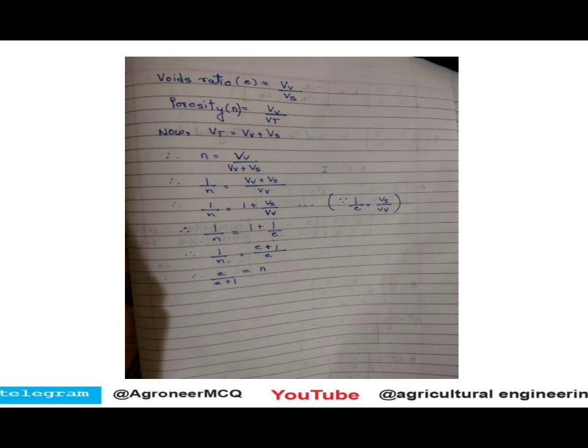So we are going to replace VT by VV plus VS, which will give VV divided by VV plus VS. Now take reciprocal of this, 1 by n is equal to VV plus VS divided by VV. Now 1 by n is equal to 1 plus VS by VV. 1 by n is equal to 1 plus 1 by e. Now converting this, 1 by n is equal to e plus 1 divided by e. Now we will get e divided by e plus 1 is equal to n, which is the relationship between voids ratio and porosity.